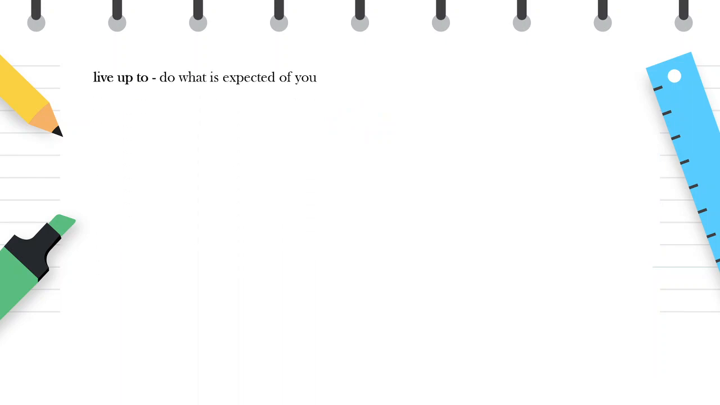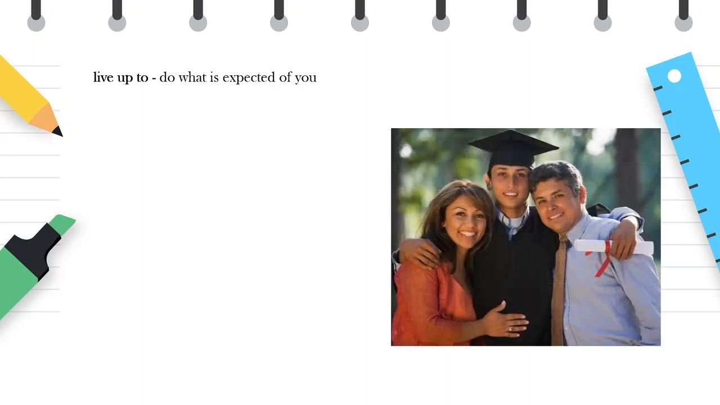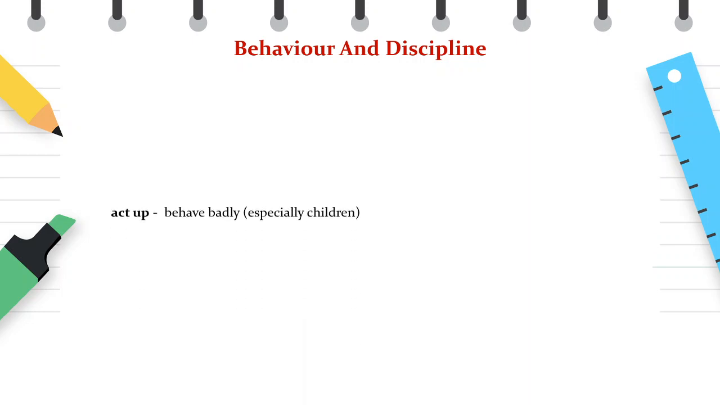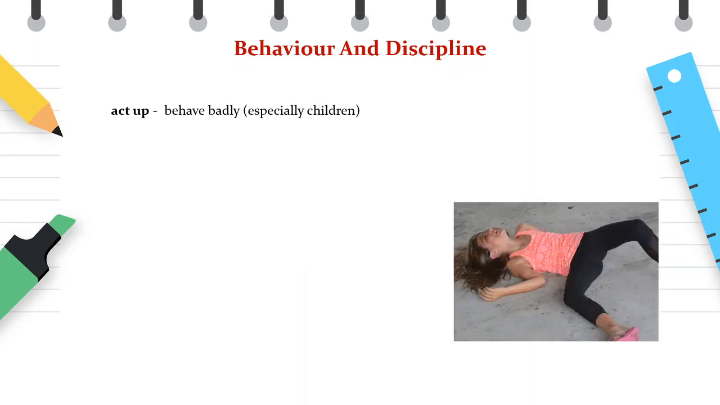Live up to, do what is expected of you. Both his brothers studied at Oxford. It's hard for him to live up to his parents' expectations. Behavior and discipline. Phrasal verbs referring to behavior and discipline. Act up, behave badly, especially children. When my kids get tired before bedtime, they begin to act up.